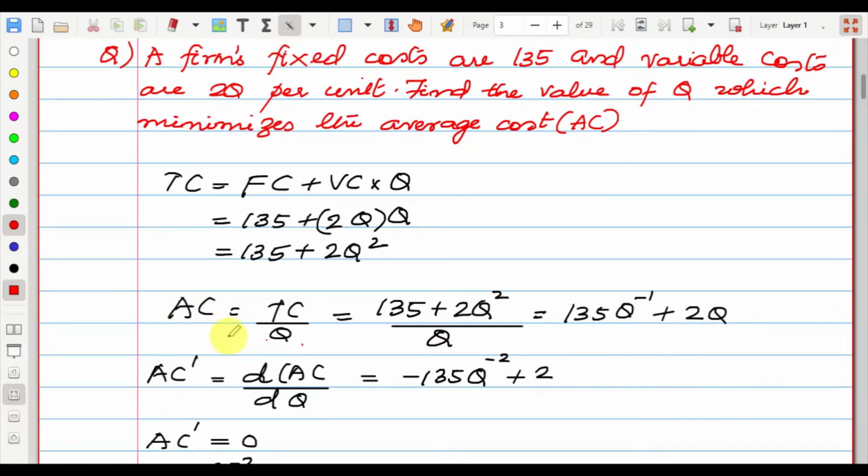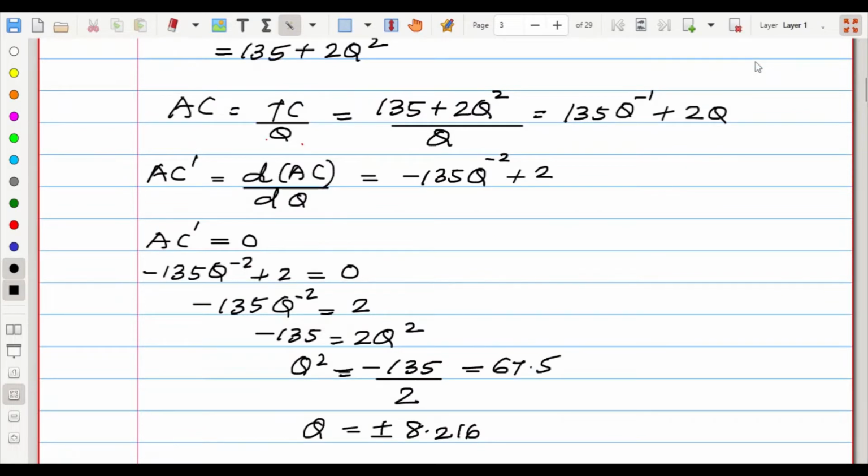So the next step is to differentiate AC with respect to Q. Differentiating this term, we will get minus 1 into 135 Q raised to minus 1, that is minus 2, plus, with respect to Q, we will get 2. So the next step is to equate this to 0.